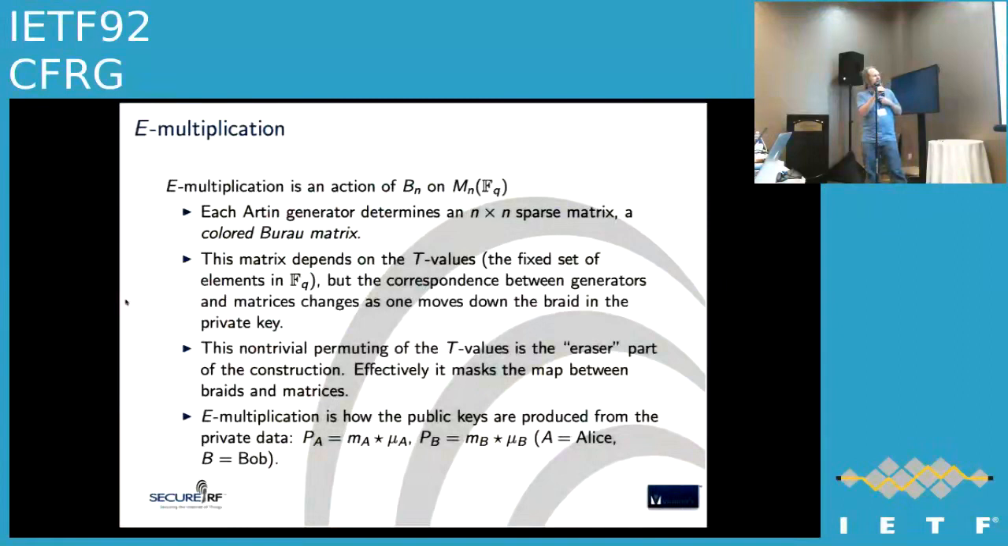And using this is how the public keys are produced from the private data. So you should think about this computation on the bottom as being like the first exponentiation in Diffie-Hellman. Alice applies her braid to her matrix, Bob applies his braid to his matrix, and they get the public key. Okay?